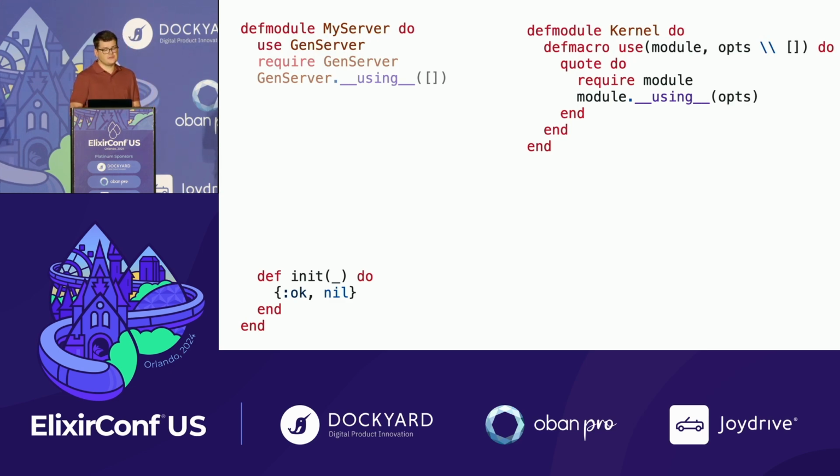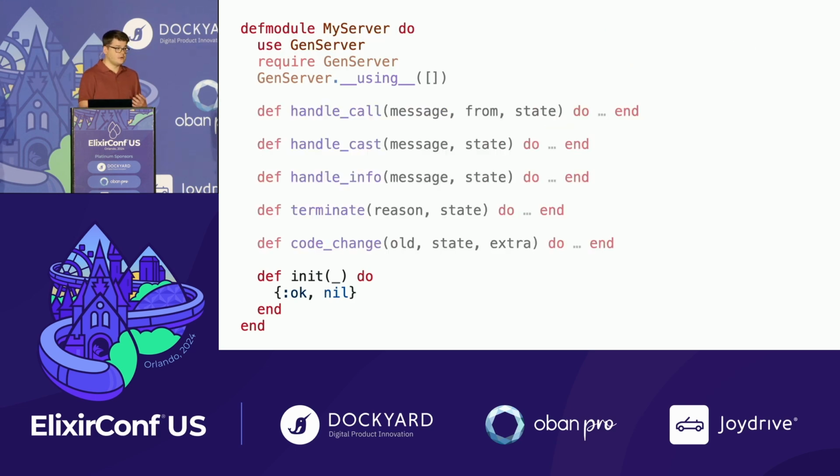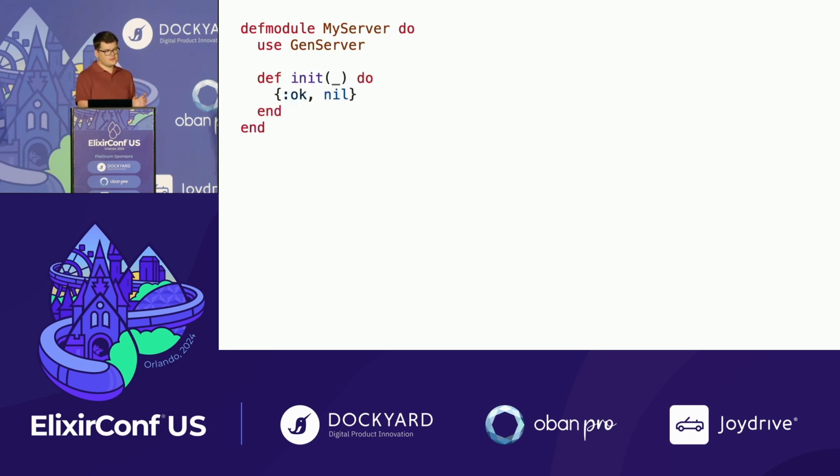So use GenServer is as if I have written require GenServer and call GenServer using. And just GenServer using is as if I would have written all of these callbacks, the default implementations. We can override them. So again, you don't have to worry about any of it. But to me, it is great that we can implement use ourselves. It really looks like a language feature, but it's not.